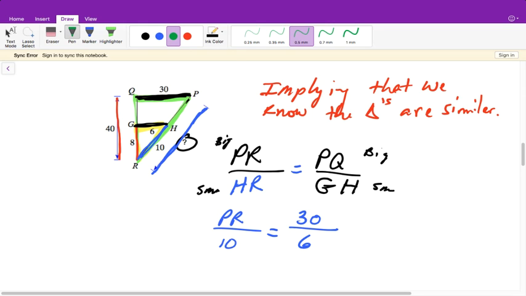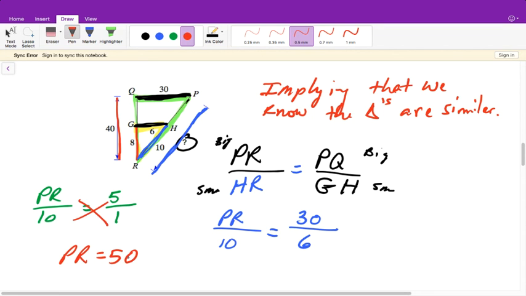All right, just to make this a little bit easier, let's go ahead and reduce this fraction. So let's write this over here. So PR over 10 is equal to, well, 30 over 6 reduces to 5 over 1. And now we can just go ahead and cross multiply. PR is then equal to 50 units. All right, so I know that this has to be 50. If you didn't simplify first and you cross multiply 10 and 30, that is fine as well.